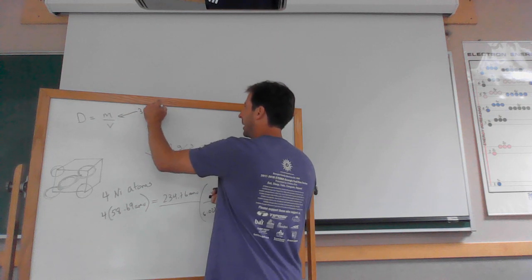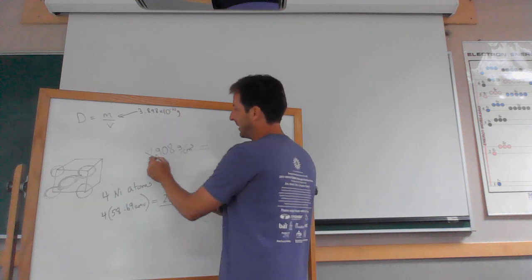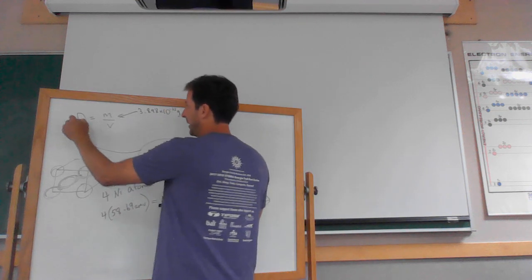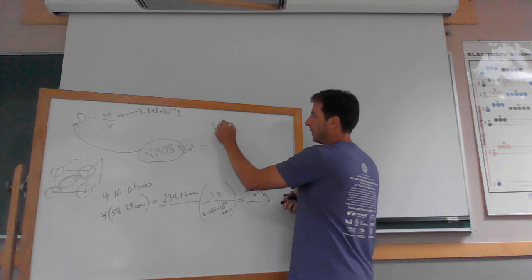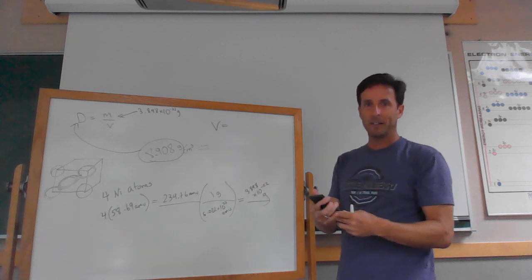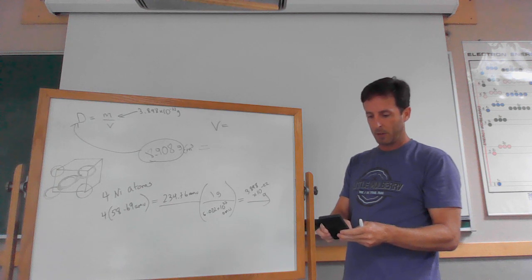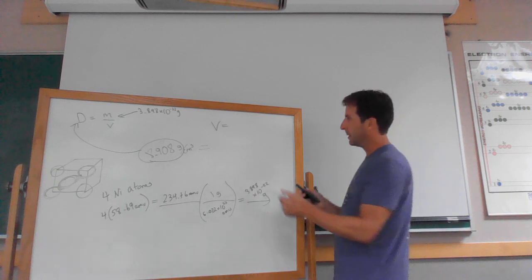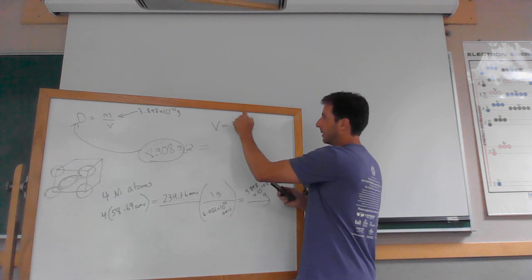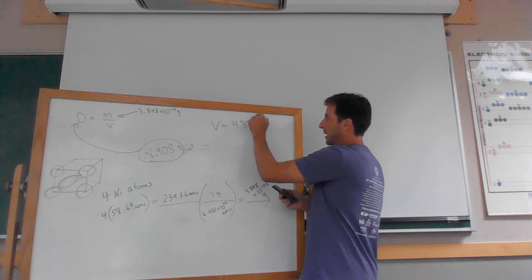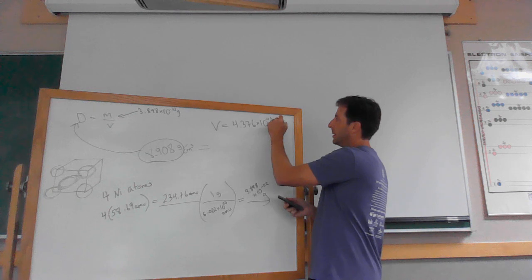3.898 times 10 to the negative 22. I'm going to plug in for my density, my 8.908 that I had here, and I should be able to solve for my volume. So the volume is going to be the mass divided by the density. So the mass divided by 8.908 gives me 4.376 times 10 to the negative 23rd centimeters cubed.